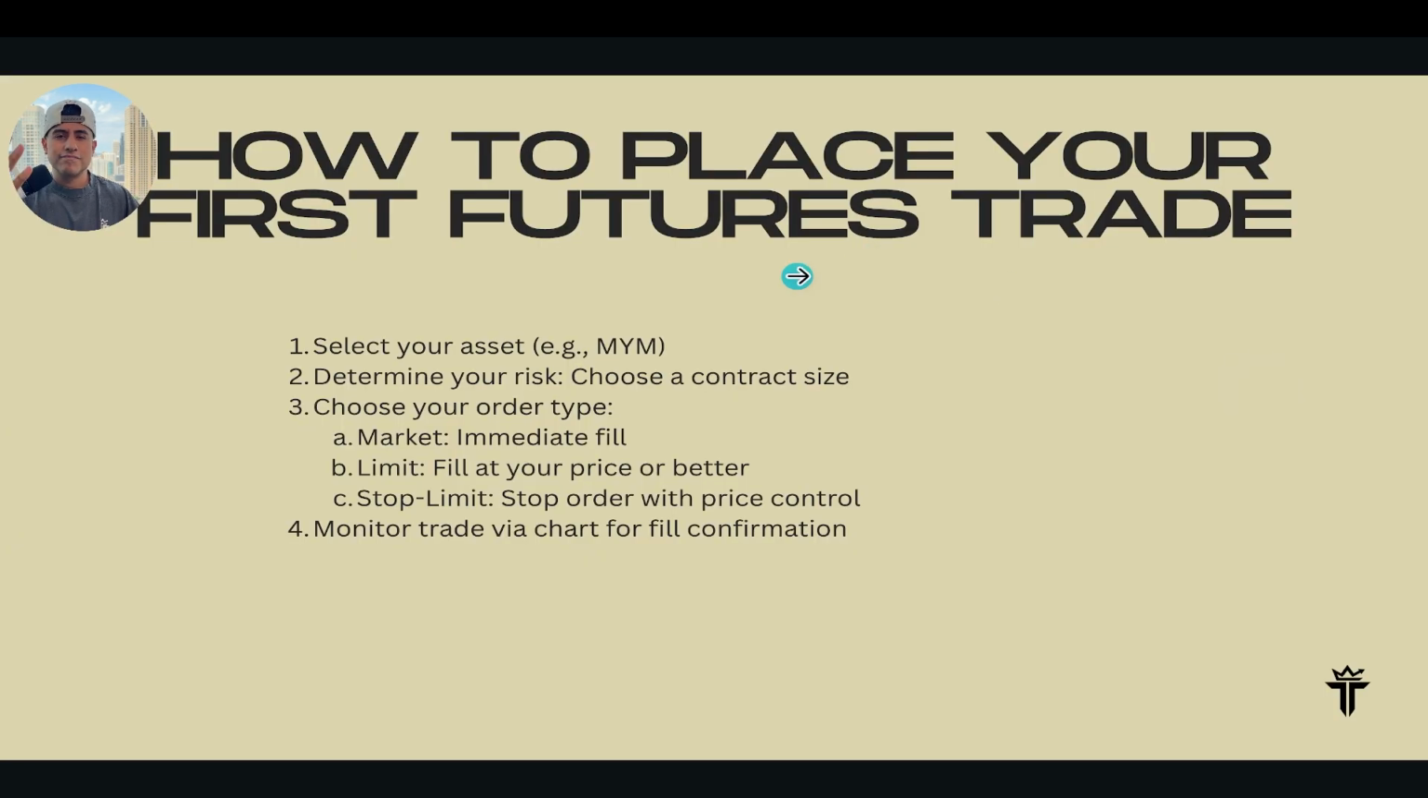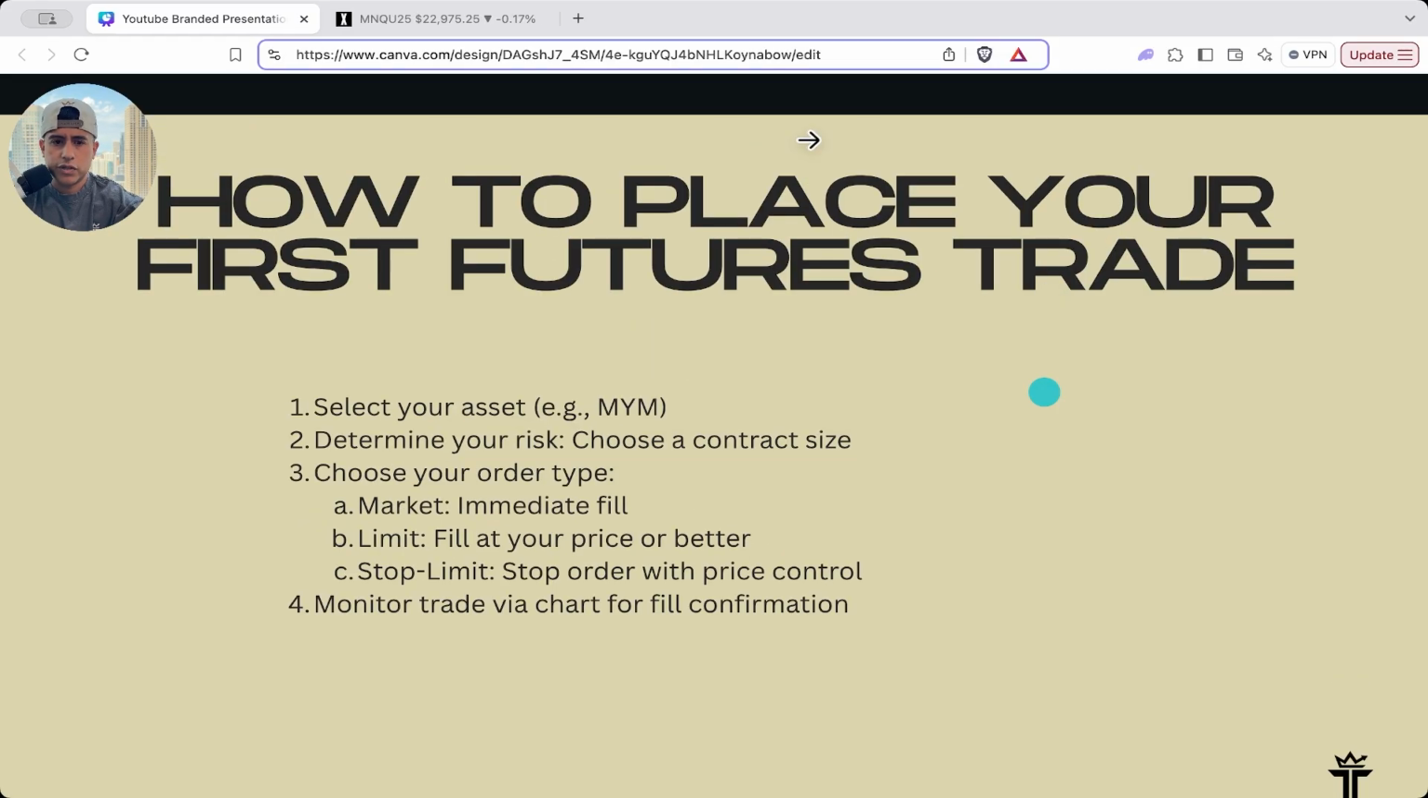From here, how to place your first futures trade, right? So whether you're doing it on Tradovate or on Topstep, you're going to select the asset. So let's just say MYM. From there, to take a trade, you're going to choose the contract size. So, to take your first trade, just use one micro contract, MYM. Choose what type of trade you want to do. So market execution, a limit, etc. And then once you open the order, either you're in right away or you're going to wait for it to hit your price. And what we'll do is we'll do one together here real quick.